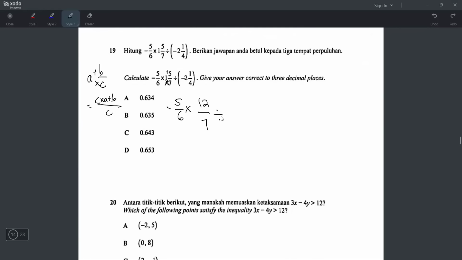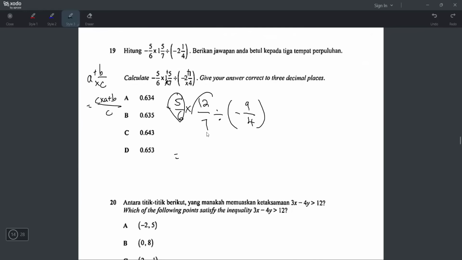Oh my god, another mixed number. I don't like it. So let's convert to an improper fraction. 4 times 2 plus 1, which is 9 over 4. Of course I can use a calculator, but I want to try it without the calculator. I want to do it myself first. If I cannot, then I use the calculator. So this one I can simplify.